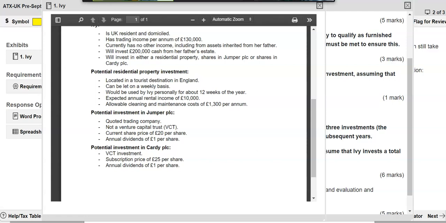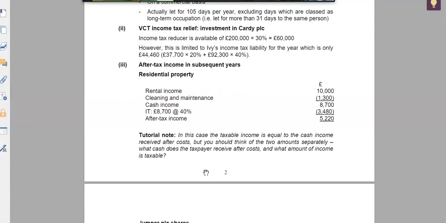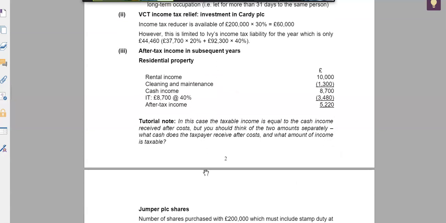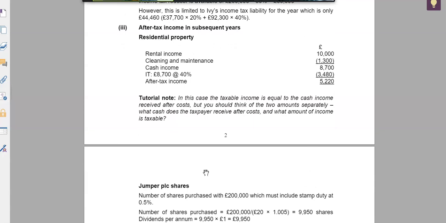Okay. And if we talk about the VCT, what will be the implication? Let's see. So if we get the residential income, that's 8,700 and it would be at the rate of 40%. So after tax income would be 5,520. Agreed? Are you clear about the residential property?